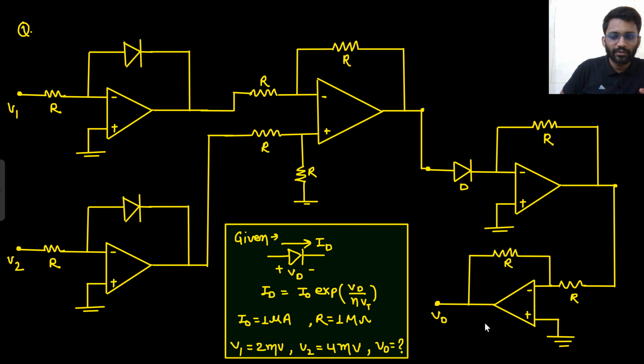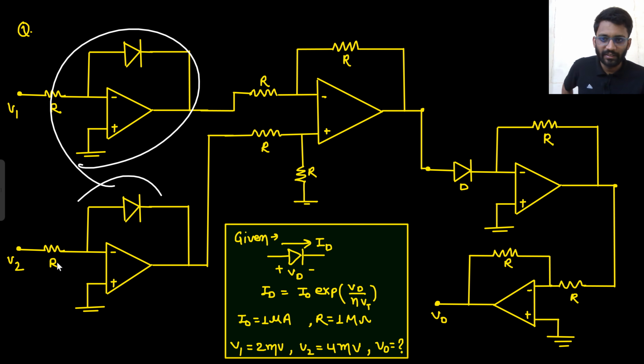So let's solve the final question. It looks like a big circuitry, but it is very easy. You don't need to worry about it. You need to find the final V0 voltage. The diode current expression is given. The voltage drop across the diode is given, and the I0 value, R value, V1 value, and V2 value are given. Finally, you need to find the V0 voltage.